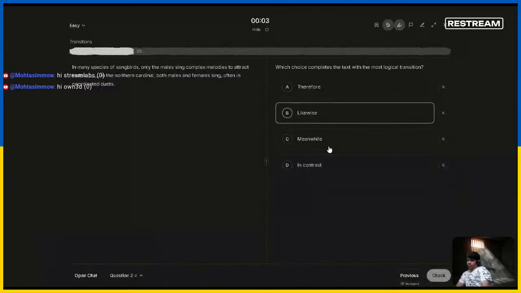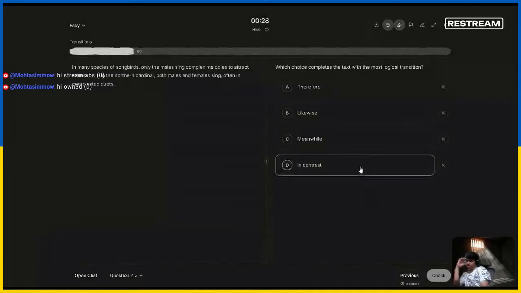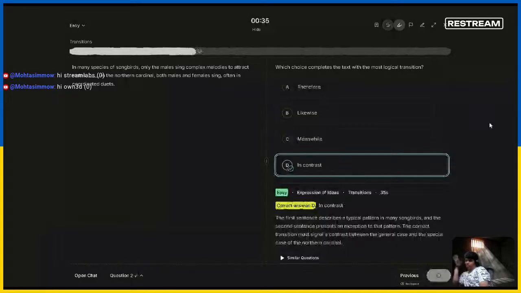Okay, well, likewise, well, in many species of bird, only the males sing complex melodies to attract mates. Blank, in northern Canada, most males and females sing, often in coordinated duets. So not meanwhile, not therefore. Likewise, I don't think so. But in contrast sounds good, because it says only males sing.